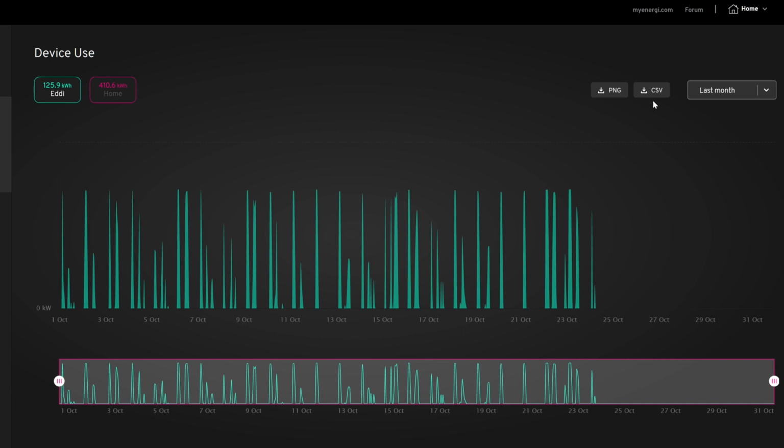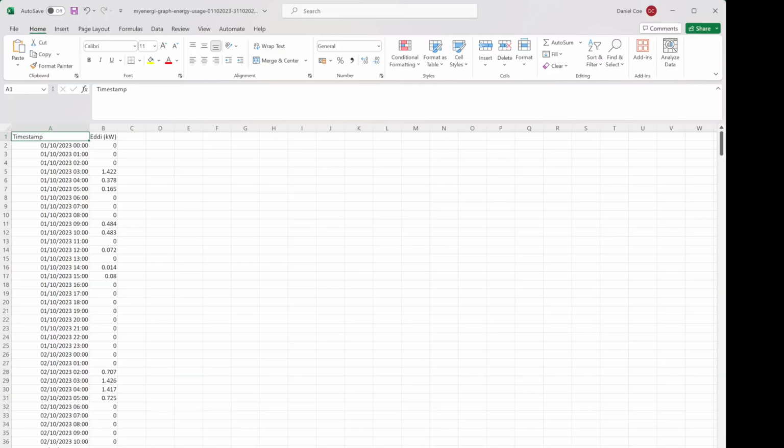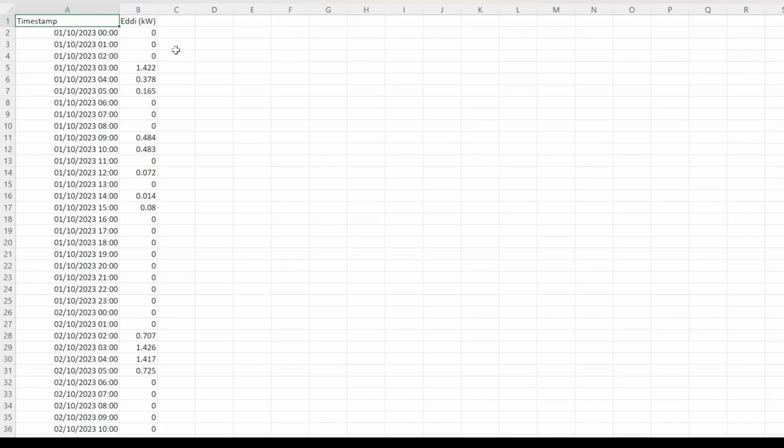So let's just have a quick look at that. If you download your MyEnergi usage, this is what you get. You get a bit more of a detailed view. They're telling you how many kilowatt hours went into your Eddi each hour, which is really useful. So I could actually work out how much I used overnight on Intelligent on the Eddi compared to how much I put on using solar.